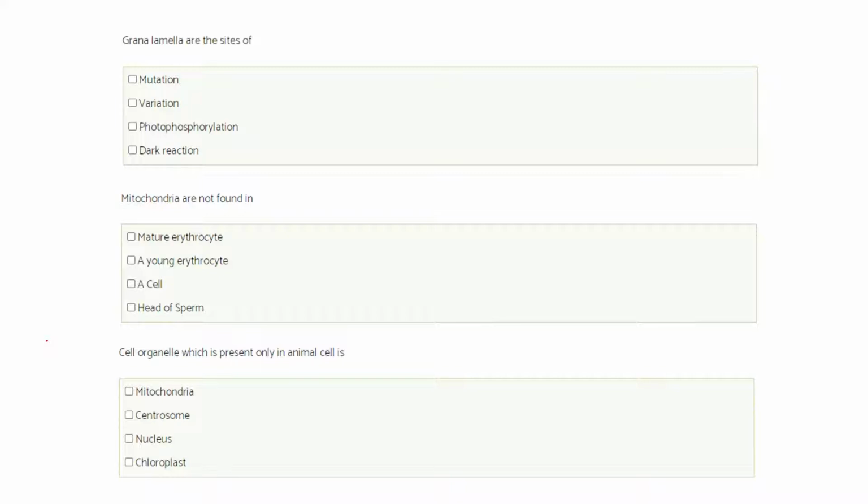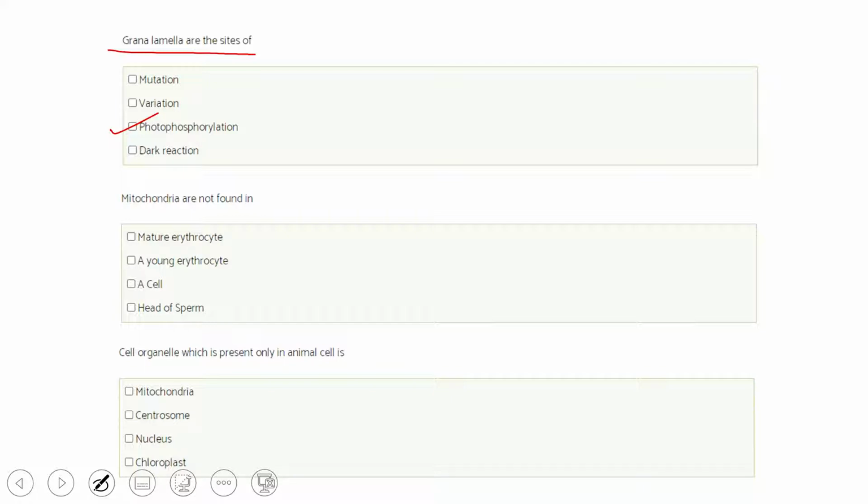Next question is, grana lamellae are sites of mutation, variation, photophosphorylation, or the dark reaction. So remember we studied grana lamellae and stromal lamellae in chloroplast. So what happens in the chloroplast? Which process occurs in chloroplast? Photophosphorylation. So the answer is photophosphorylation.